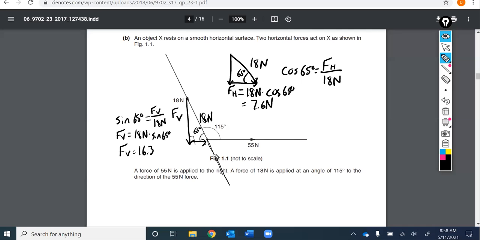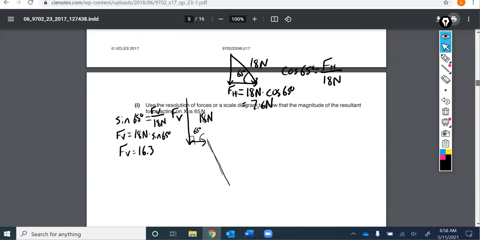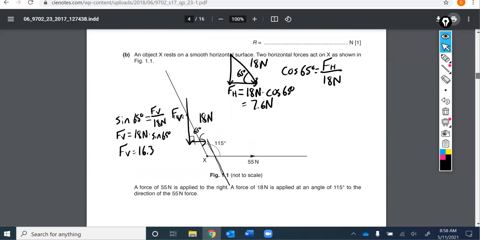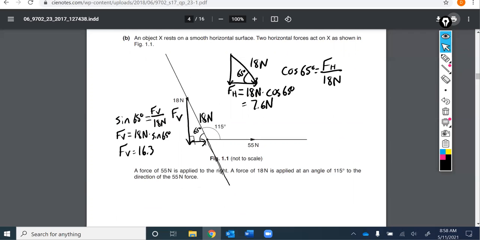Now, we want the total force, right? We were asked to solve for the net force using resolution of forces. Let's show that the magnitude of the resultant force acting on X is 65. So let's back up here. So X is this point, and we've got a force of 55 newtons acting on it this way. And we've got a force of 7.6 newtons also acting on it this way, right? That to the right force makes it even more this way. But then we got a down of 16.3 newtons.